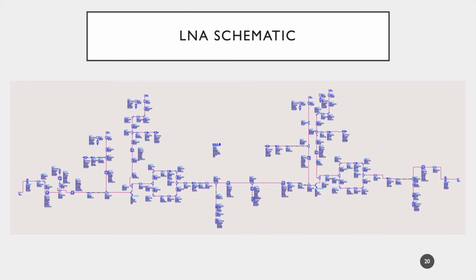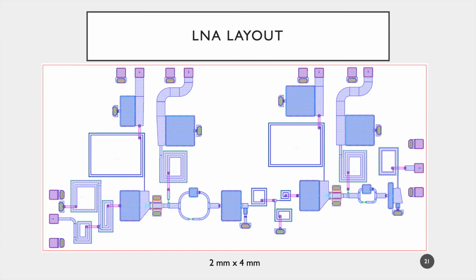In the light of all additional components, matching and biasing networks were updated. Furthermore, the bias point of the second stage was increased to 290 mA per millimeter for higher linearity. The layout is given here. The design is 2 mm by 4 mm and occupies 8 mm square.